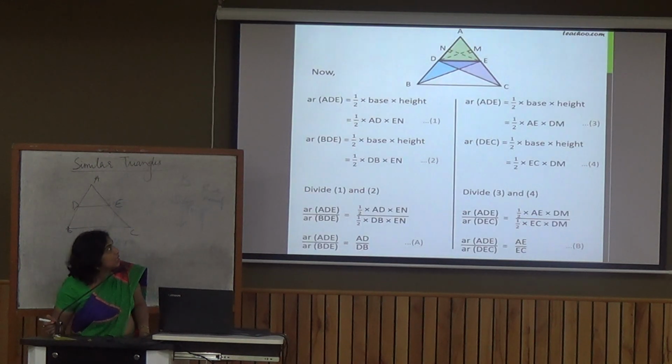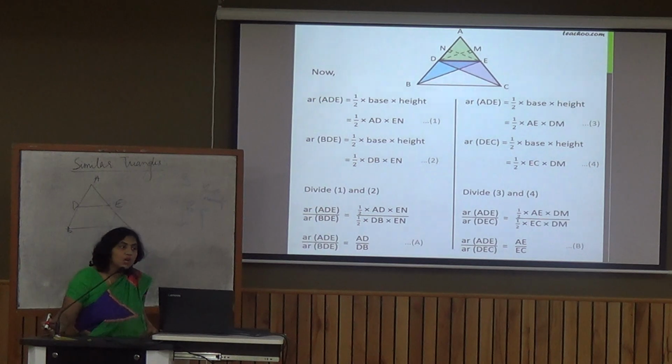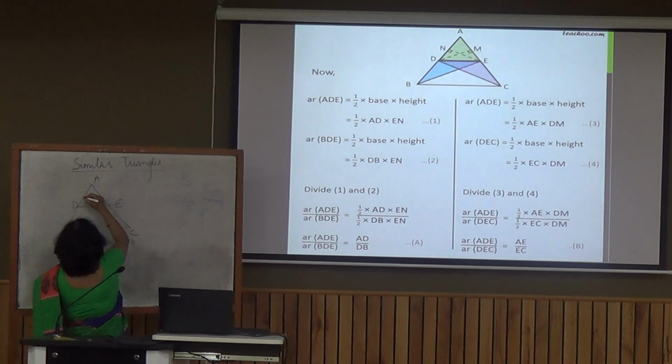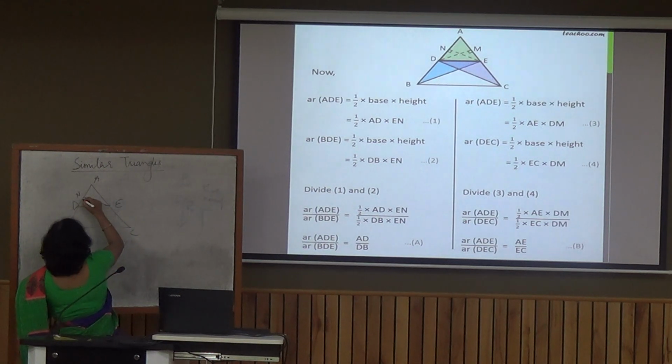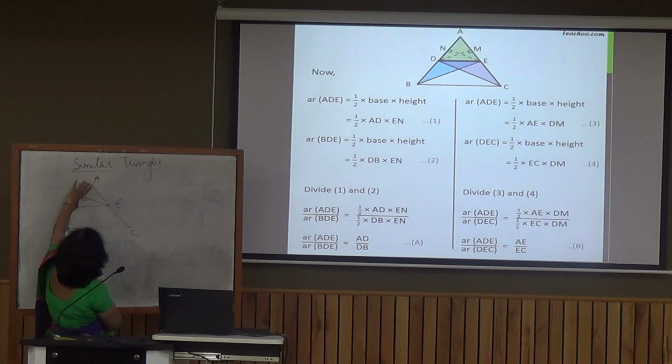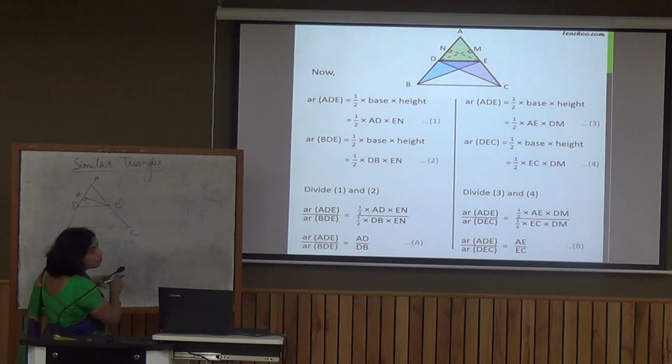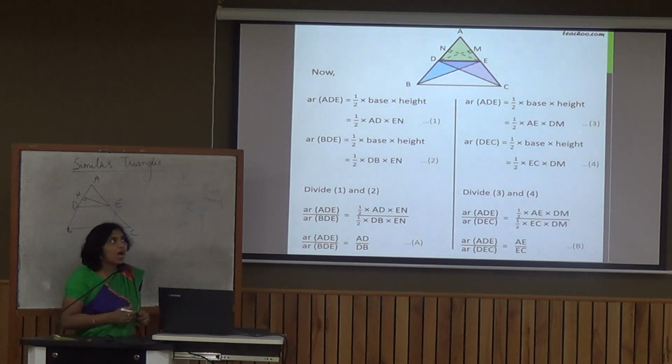Now you can see we take one triangle ADE and try to find out its area. We take AD as the base, and EN is the perpendicular height. So we have half base into height, so half AD into EN.